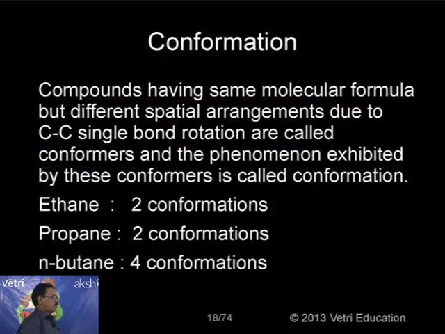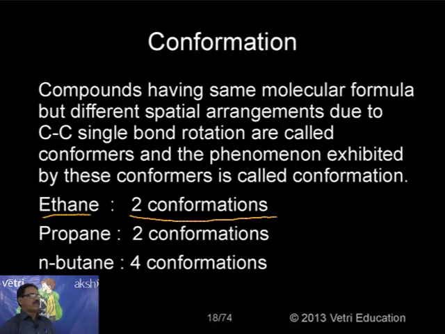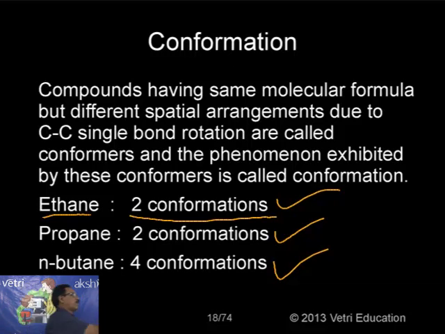What is the most important here? According to Newman, a minimum of two carbon atoms is necessary to show conformation. So we cannot show it with one carbon atom. Let me tell you, ethane has two conformations. Can you follow? I will show with the molecular model as well as the board. Just have it in mind: in ethane there are two conformations, in propane there are two conformations, in n-butane there are four conformations. Normally this question is asked in competitive examinations. So let me explain this.